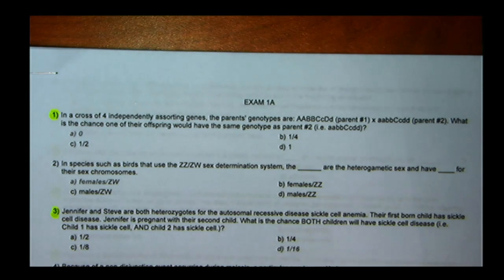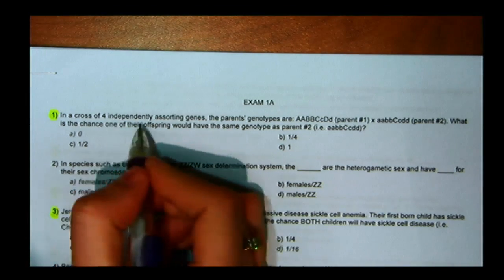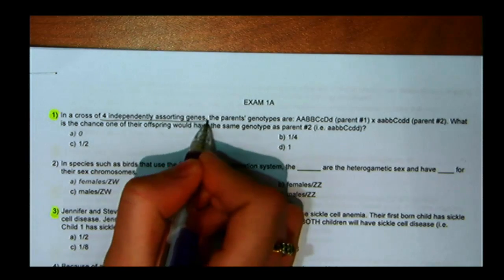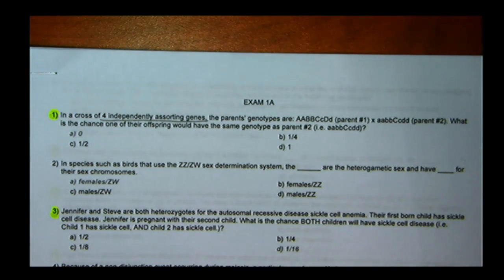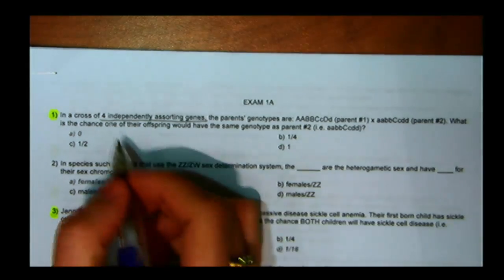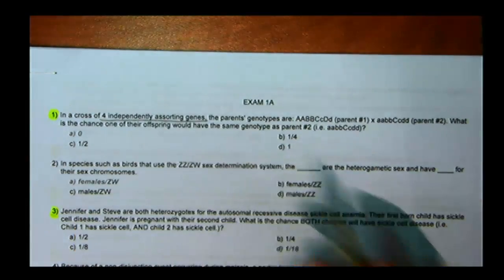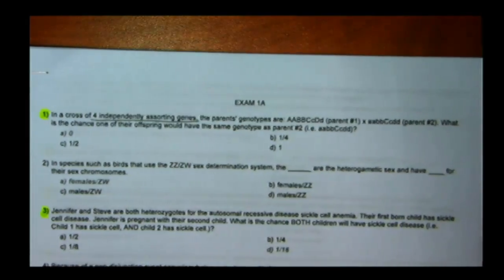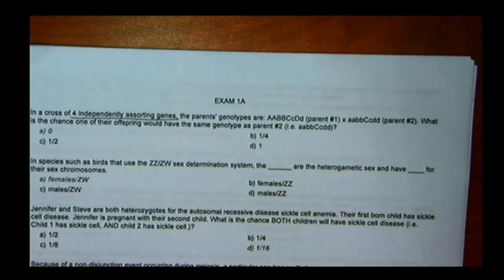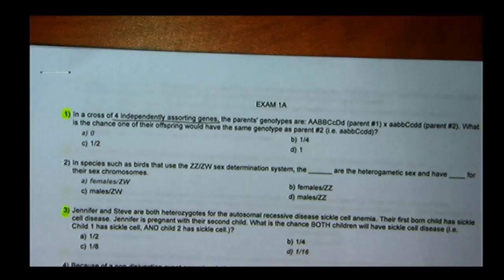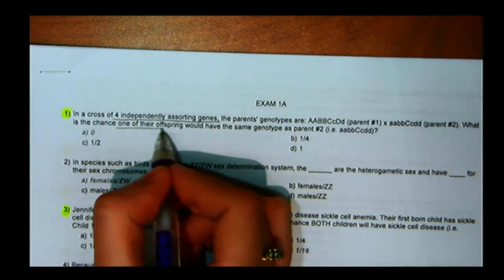Okay, so a cross of 4 independently assorting genes. Another good technique is being able to root through all of the irrelevant information and find the information that really matters. All that really matters here is you have 4 independently assorting genes and the genotypes of parent 1 and 2. The question is asking the chance that just one of their offspring will have the same genotype as parent 2, so it's just the odds of getting this genotype.